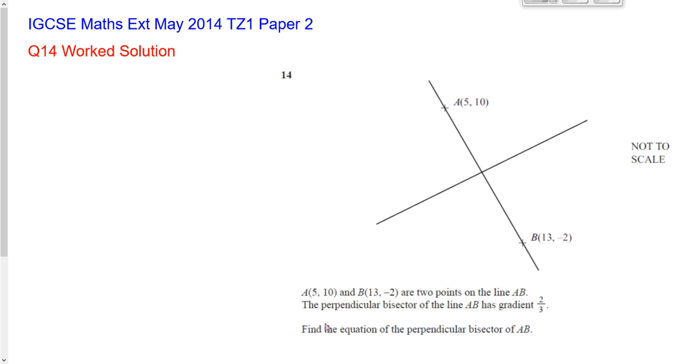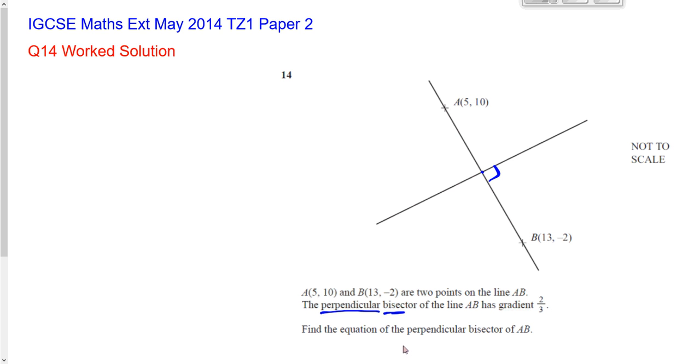So first of all we're talking about this line here, and we've got this other line here which is perpendicular to the other line. We've been told it's perpendicular, which means that's a 90-degree angle. And it's a perpendicular bisector, which means it is bisecting AB, crossing AB right at the middle of AB. So this here would be the midpoint of AB, and it has a gradient of 2 over 3. So we've been told the gradient of this line here.